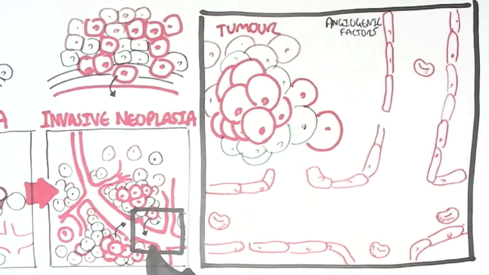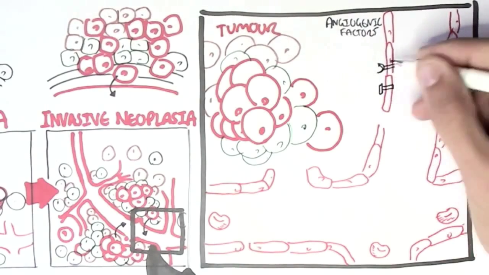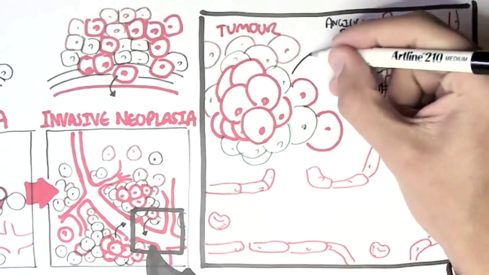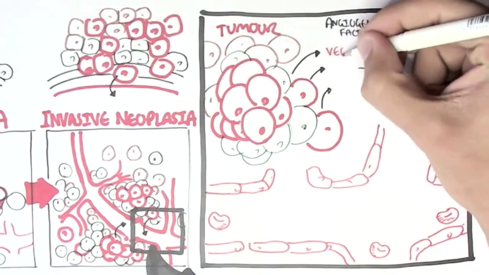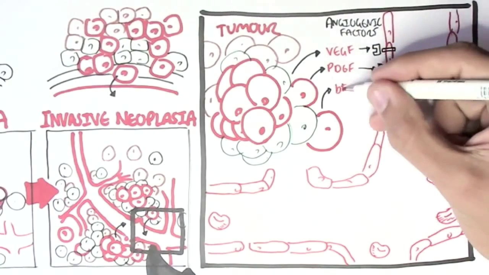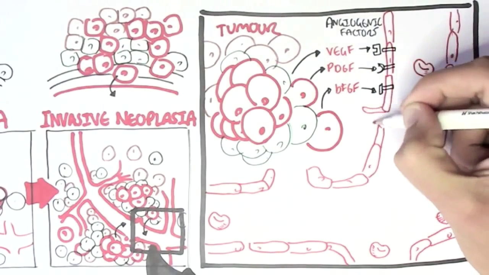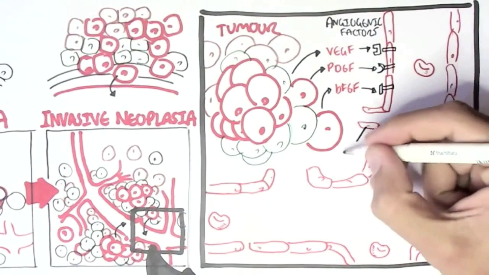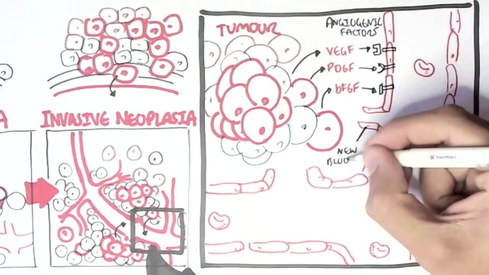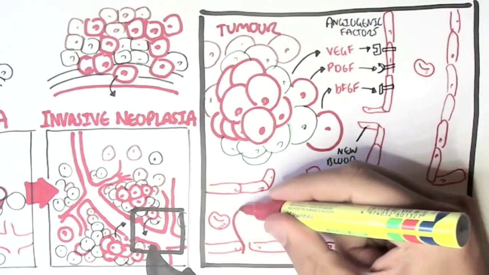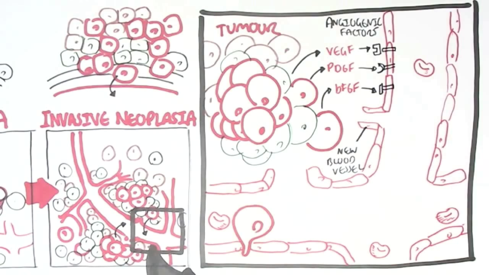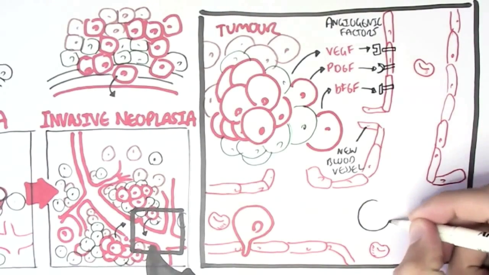Now, these cancer cells, this tumor, this neoplasia, they secrete what are called angiogenic factors. On the epithelial cells of the blood vessels, you have receptors for these angiogenic factors. So these angiogenic factors that are secreted include VEGF, PDGF, and BFGF. And they bind onto these receptors, and they will essentially cause new blood vessels to be formed. And so this will allow the cancer cells within the tumor to enter the bloodstream more easily through pressure or through other means, such as secreting some form of chemicals.